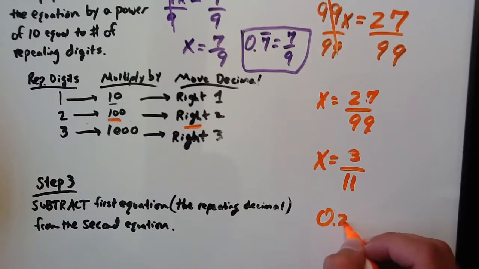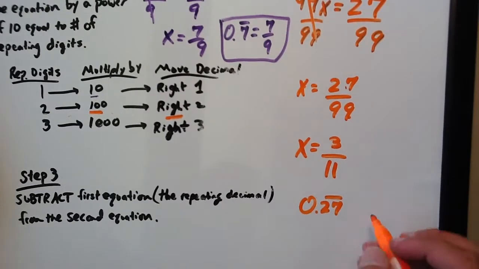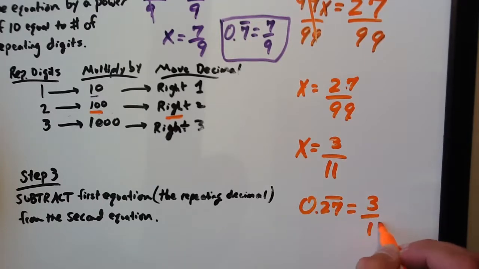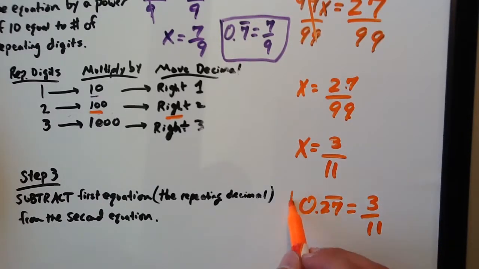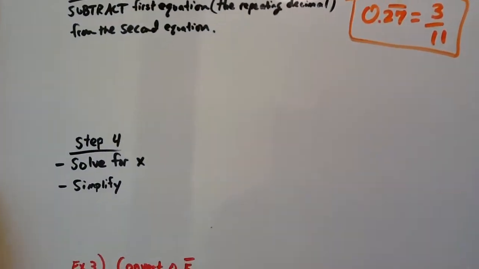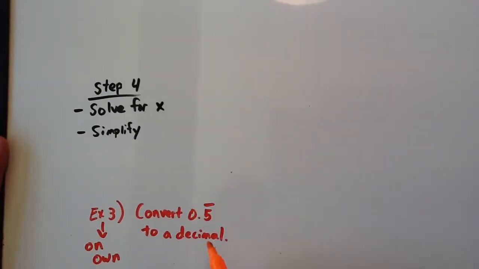So what I found here is that 0.27 repeating, and that's decimal form. In fraction form, in simplest fraction form, it would be 3/11. Try this one on your own. Example 3, convert 0.5 repeating to a fraction.